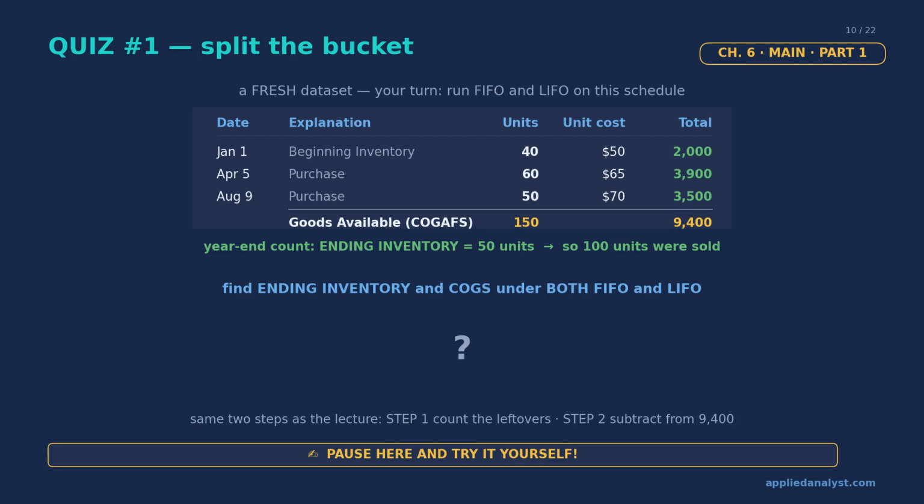The year-end count finds 50 units still on the shelf, so 100 were sold. Same 2 steps as the lecture. Step 1, the leftover units are ending inventory. Step 2, subtract from 9,400 for cost of goods sold under both FIFO and LIFO. Then hit play. Alright, let's check it.